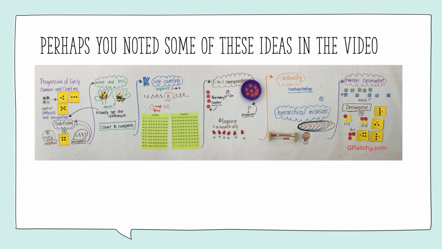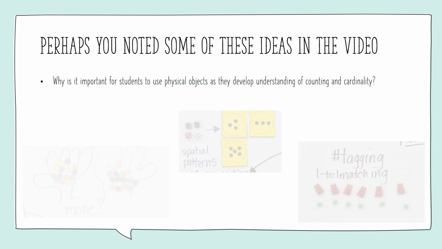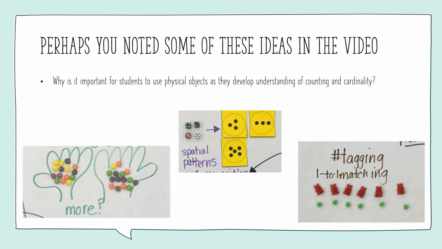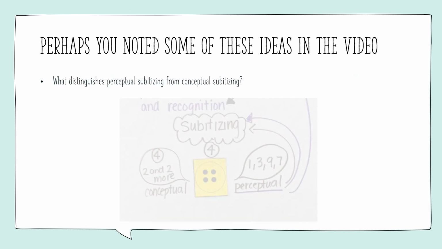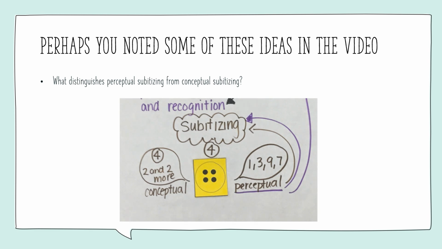There are so many ideas and images in the video, it is worth watching more than once, and perhaps discussing with a colleague. A few points you may wish to consider include: why is it important for students to use physical objects as they develop understanding of counting and cardinality? What distinguishes perceptual subitizing from conceptual subitizing?